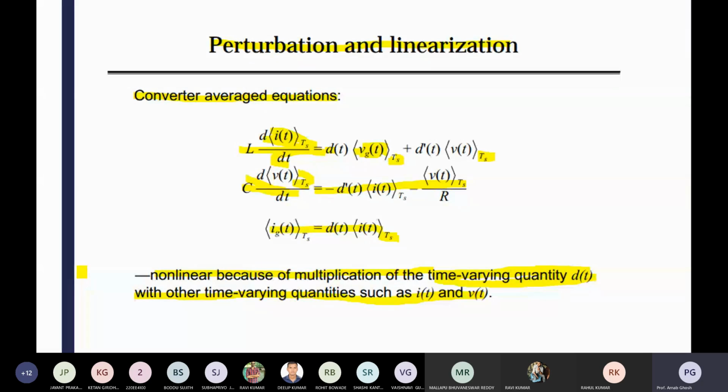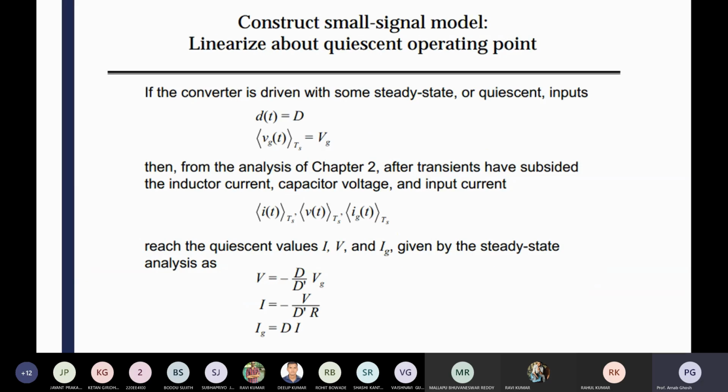So due to the presence of these time varying components in the differential equations, these converters are examples of non-linear converters. So we construct the small signal model. Now the concept of small signal modeling is coming.